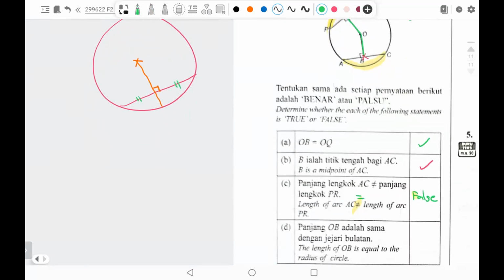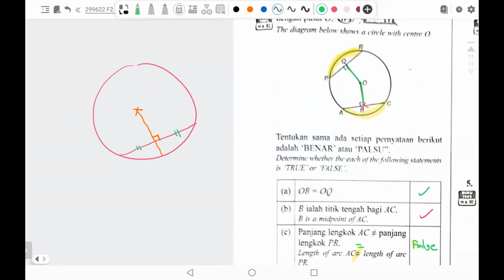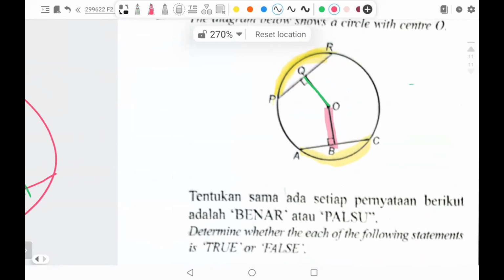Okay. One last, the length of OB is equal to the radius of the circle. The length of O to B. Erase this one. O to B is the pink color line. O to B. Is O to B a radius of the circle? Yes or no?